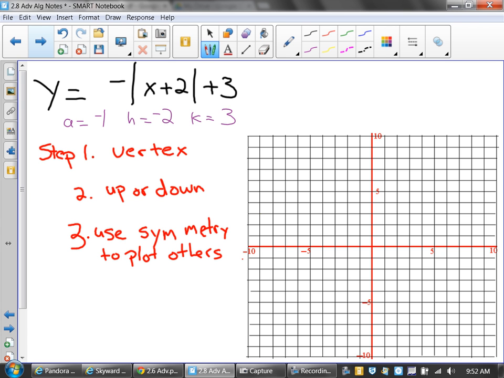So now it's very simple to answer the following questions. The vertex is where? -2 and 3. So I go to -2, 3. Is this one going to open up or down? It's going to open down. So I know it's going to open downward.